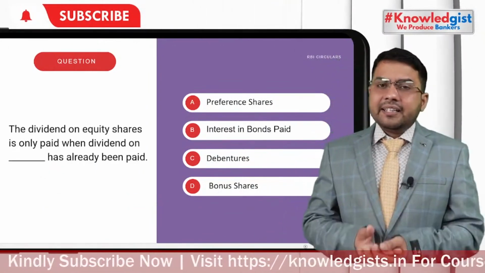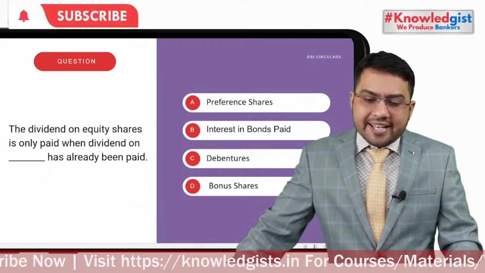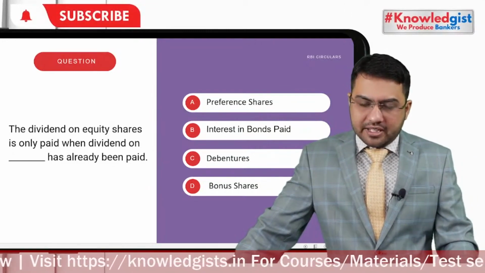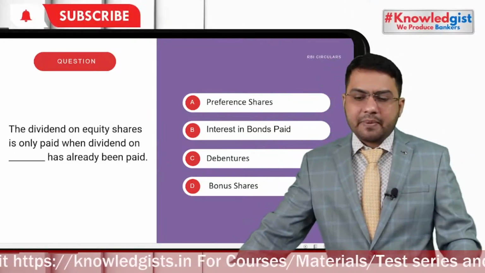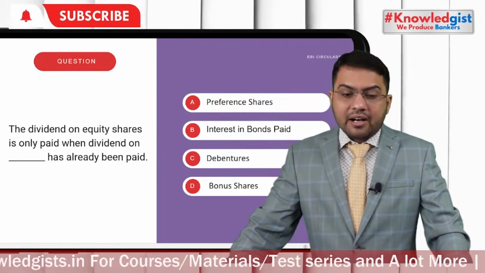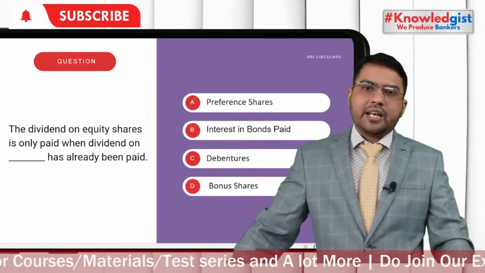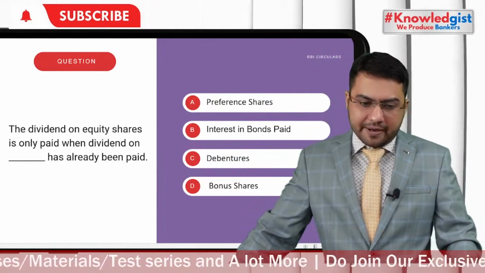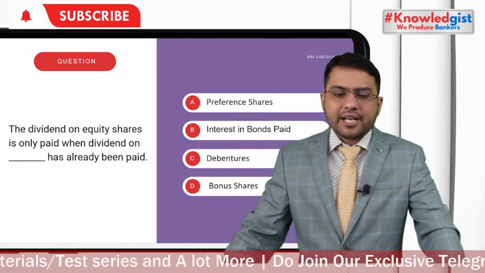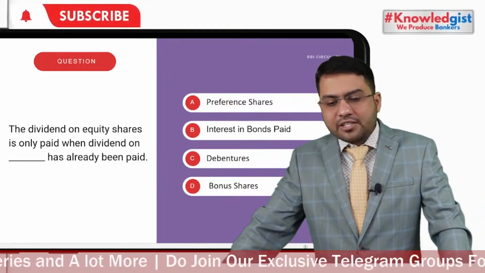The dividend on equity shares is only paid when the dividend on dash has already been paid. The dividend on preference shares has already been paid, or the interest on bonds is already paid, or the dividend on debentures is already paid, or the dividend on bonus shares is already paid. So the dividend on equity shares is only paid when the dividend on dash has already been paid.